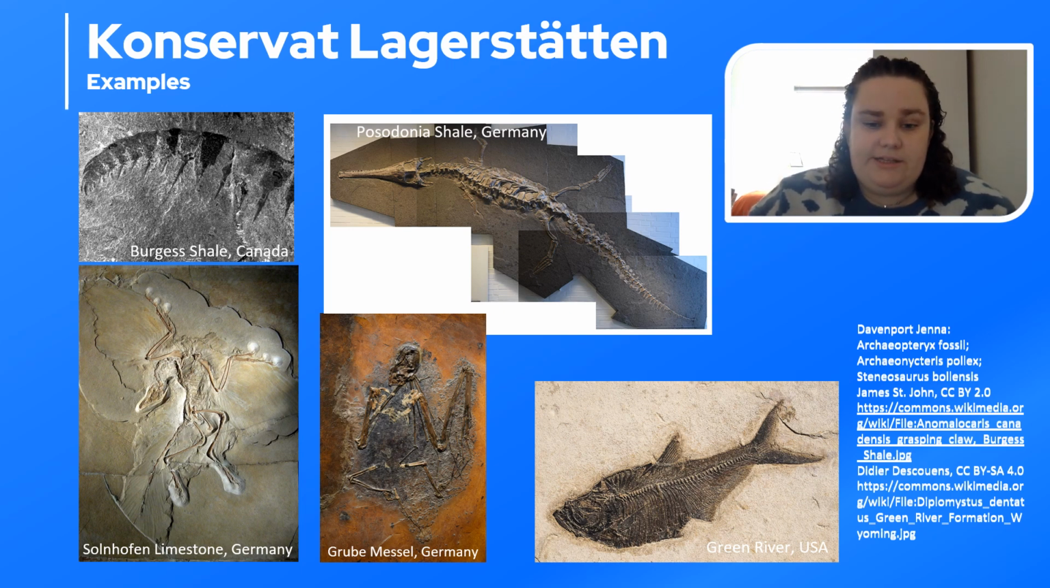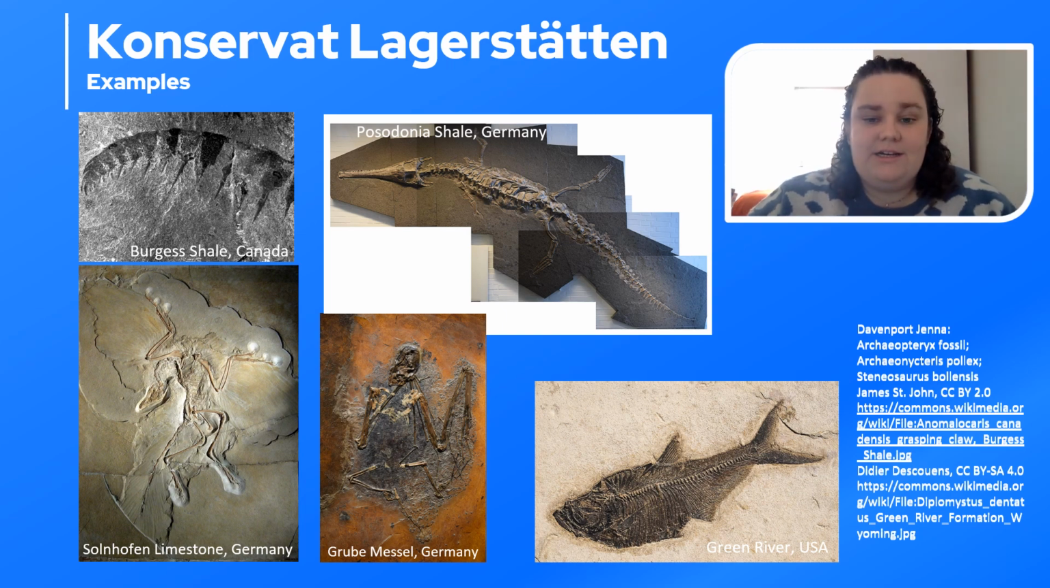These are absolutely beautifully preserved fossils, and they range from all around the world. We've got some in Canada, which is known as the Burgess Shale. We'll be talking about this next week in the Cambrian explosion lecture. We've got the Solnhofen limestone in Germany, the Posidonia Shale in Germany, and Grubenmesel in Germany.